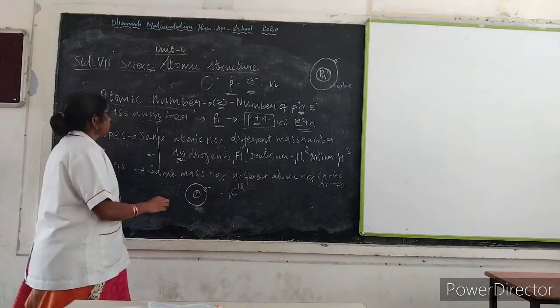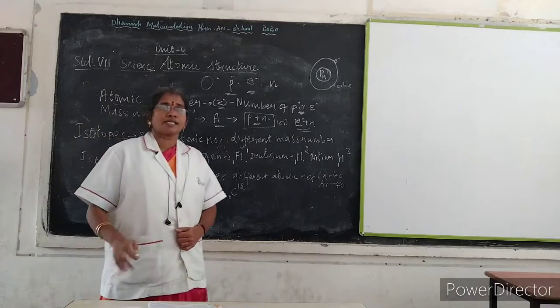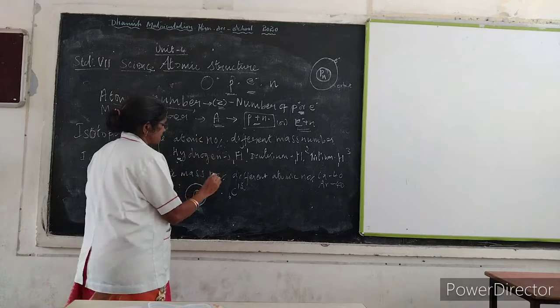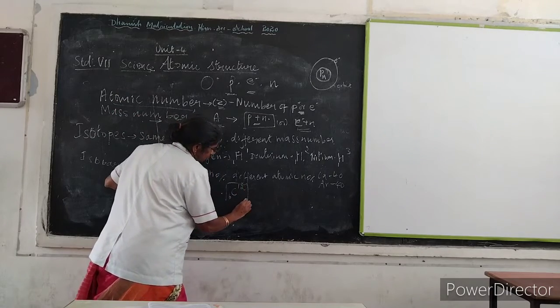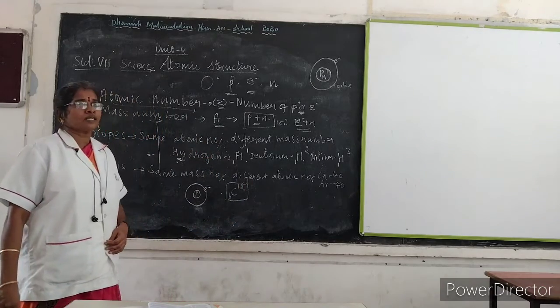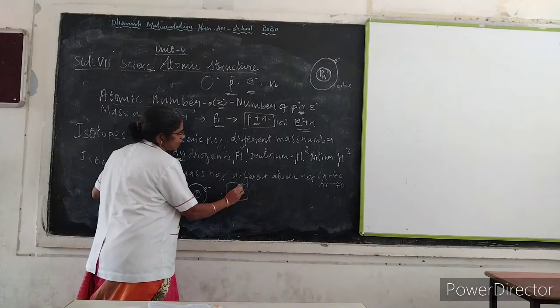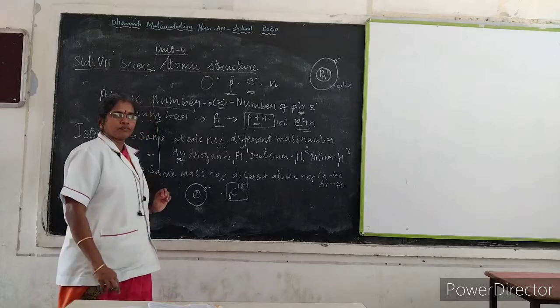Here, if you take some elements, for example carbon, the atomic number is 6 and the mass number is 12.